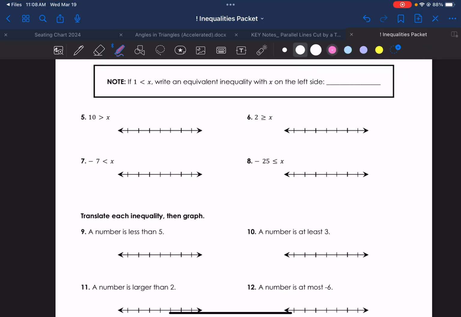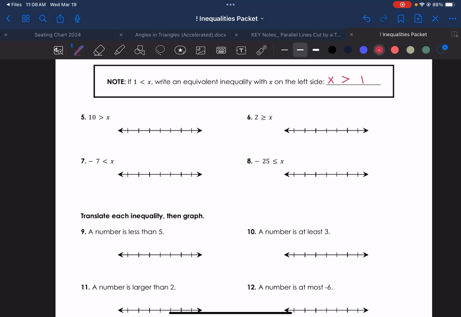It says, if 1 is less than x, write an equivalent inequality with x on the left side. So basically, sometimes they're going to write it where the number is going before the variable, and I want you to turn it around so that x is on the left-hand side, 1 is on the right-hand side, and then you're going to have to flip the symbol. Because as this is, it currently reads 1 is less than x, which means that x is greater than 1.